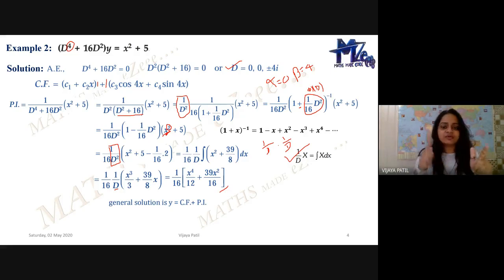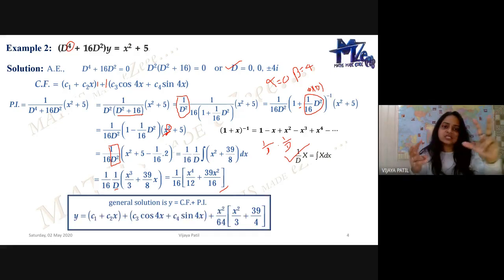We have got the CF, we have got the PI. CF plus PI will give me the general solution. So just take the CF, take the PI, club them, and write them in one place. You'll get this as the general solution. I hope you have understood this entire concept of x to the power m, and we have made it very easy.